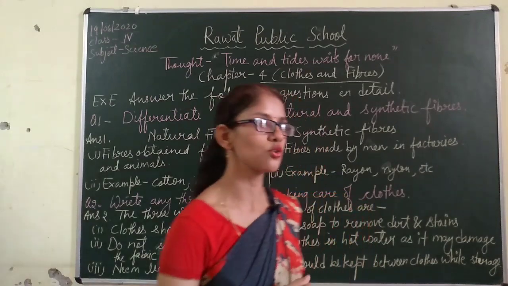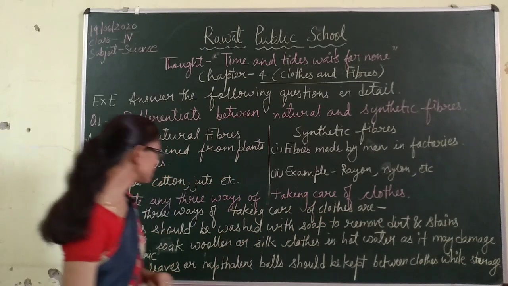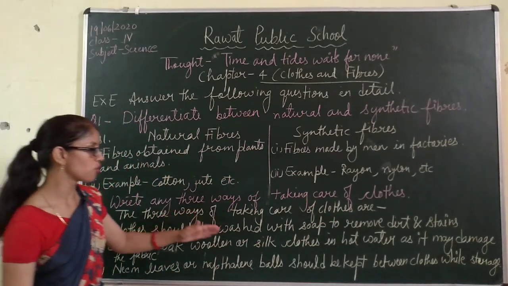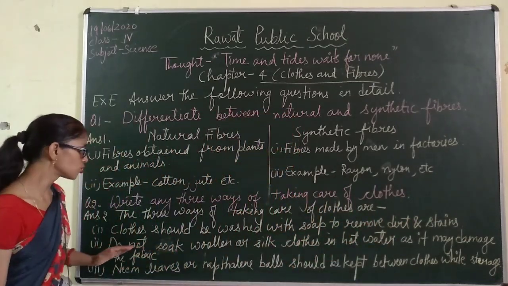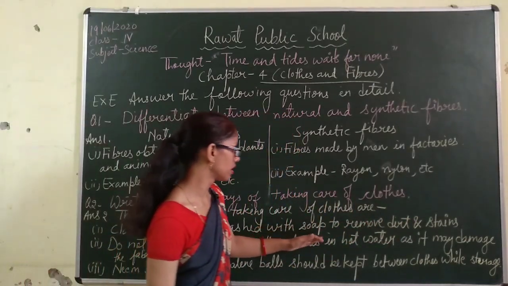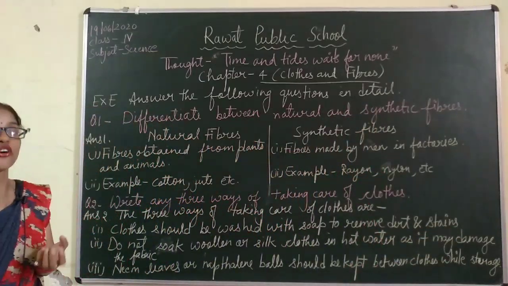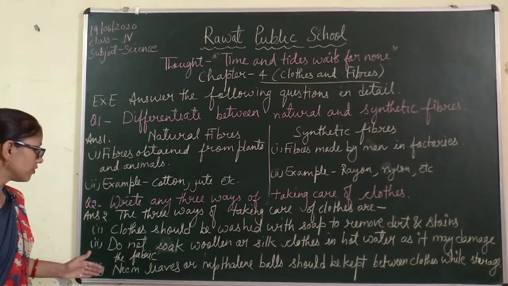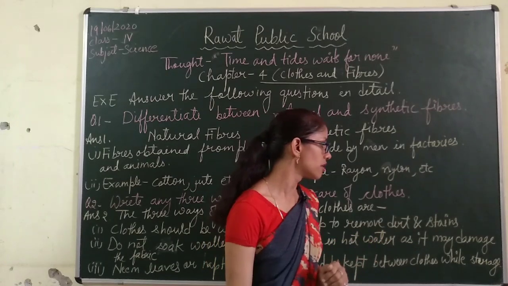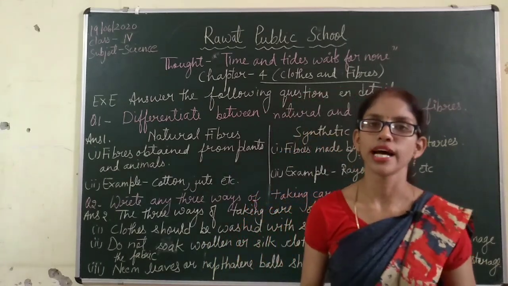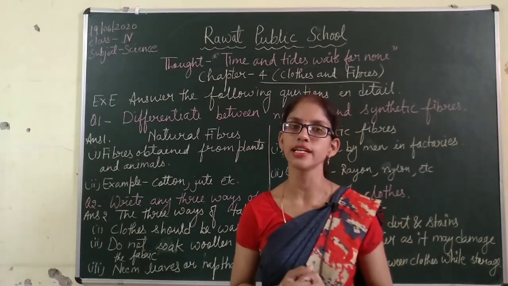So let's see the answer to this question. The 3 ways of taking care of clothes are: the first one is clothes should be washed with soap to remove dirt and stains. Second, do not soak woolen or silk clothes in hot water as it may damage or spoil the fabric. The third one is neem leaves or naphthalene balls should be kept between clothes while in storage, so that they are not easily spoiled by insects.